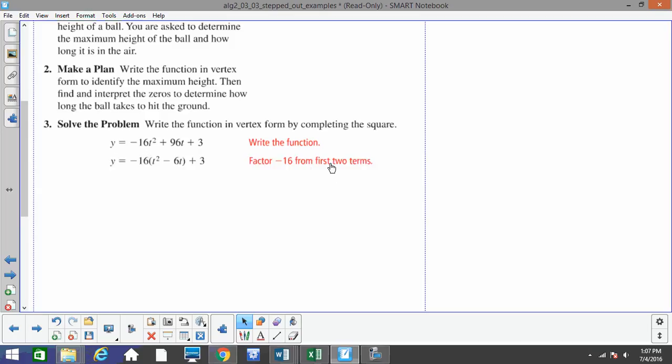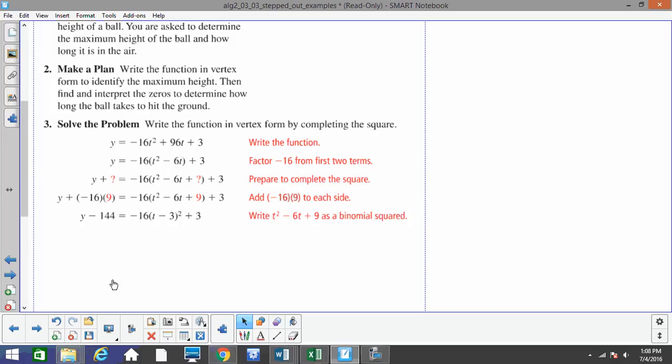I can factor out a -16. Now I'm going to figure out what I need to add to make that a perfect square trinomial. -6 divided by 2 is -3. Square it, and that's 9. So I'm going to add 9 to both sides. But be careful on this side, because if you were to distribute that, that's actually -16 times 9. So that's what I need to add to the other side. So it looks like your vertex is (3, 147).